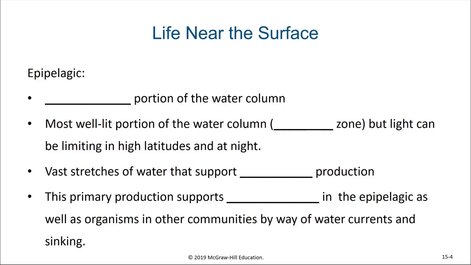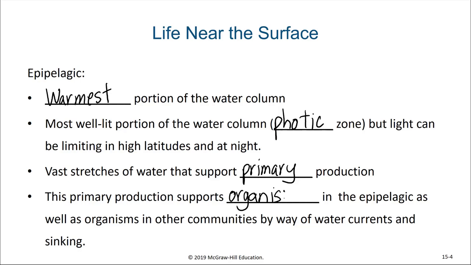So some of the characteristics of the epipelagic, whether we're talking about nearshore or offshore, these are going to be the warmest portion of the water column. This is also the most well-lit portion of the water column. We sometimes refer to it as the photic zone, but light can be limiting both in high latitudes and also at night. The epipelagic are vast stretches of water that support primary production. This primary production supports organisms in the epipelagic, as well as organisms in other communities. This primary production can go to other communities by ways of water currents, and also, especially, sinking.